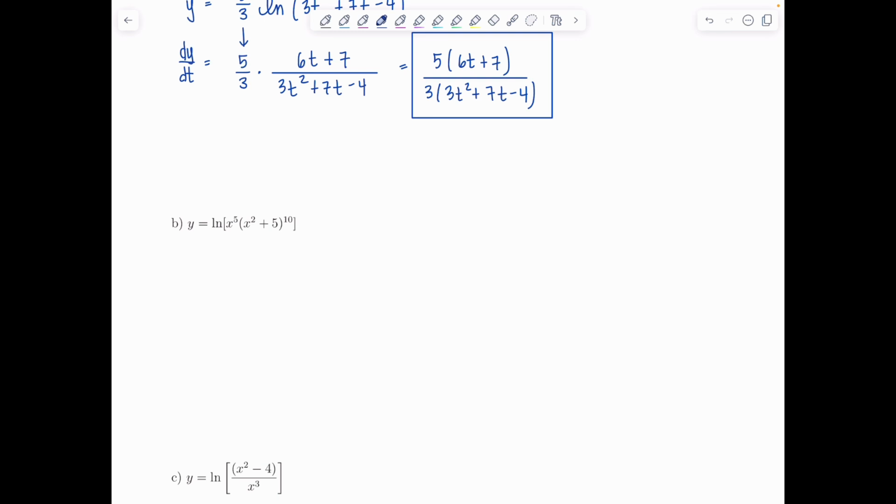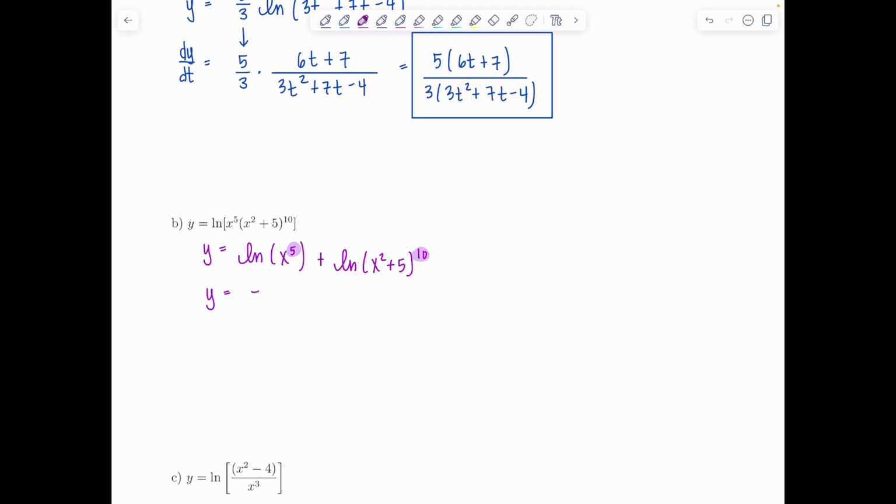y equals natural log of x to the 5th times (x squared plus 5) to the 10th. Again, if I just took the derivative straight away, you would have such a nasty chain rule because I'd have to do product rule. Oof, no fun. Instead, I'm going to say, all right, I can write this as y equals natural log of x to the 5th plus natural log of (x squared plus 5) to the 10th. And no, I'm still not going to take the derivative just yet. I'm going to move these exponents down front first.